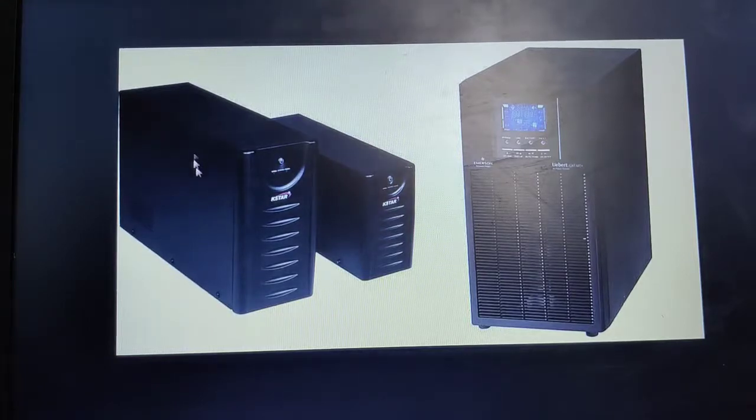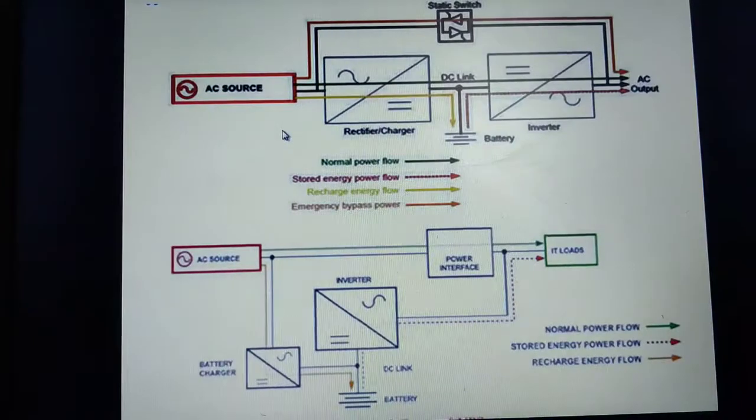So when it is switching to the UPS, it takes certain milliseconds, and after that it will start providing the power supply to your computer system. So I'll explain this with a diagram here. This is the online UPS and this is the offline UPS. Let me explain about the offline UPS first. This is your electrical socket, the AC source, and this IT load is the computer system.